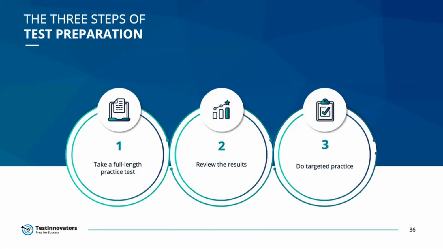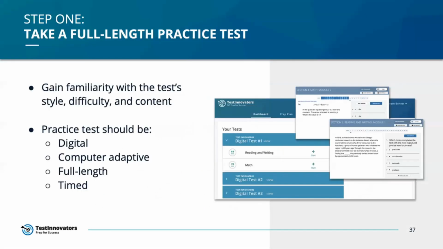First thing you're going to do, take a full-length practice test. Then review the results, then do targeted practice, and then you'll repeat the whole process. So let's break that down. Step 1, take a full-length practice test. This will help you gain familiarity with the test's style, difficulty, and content so that you know what to expect.